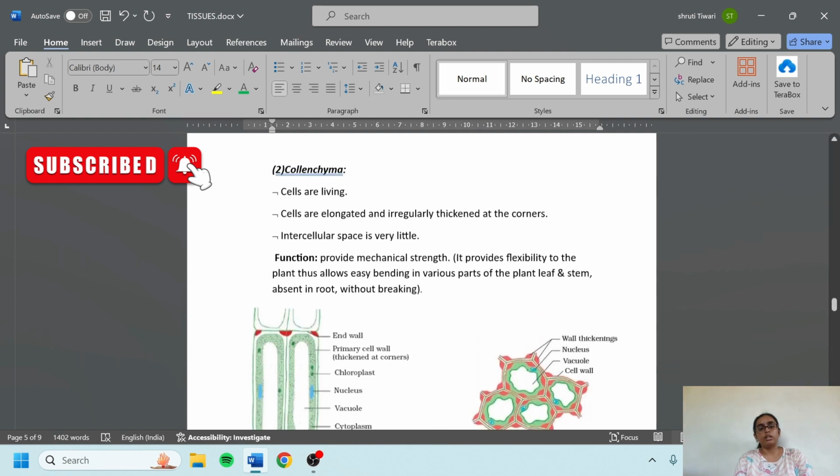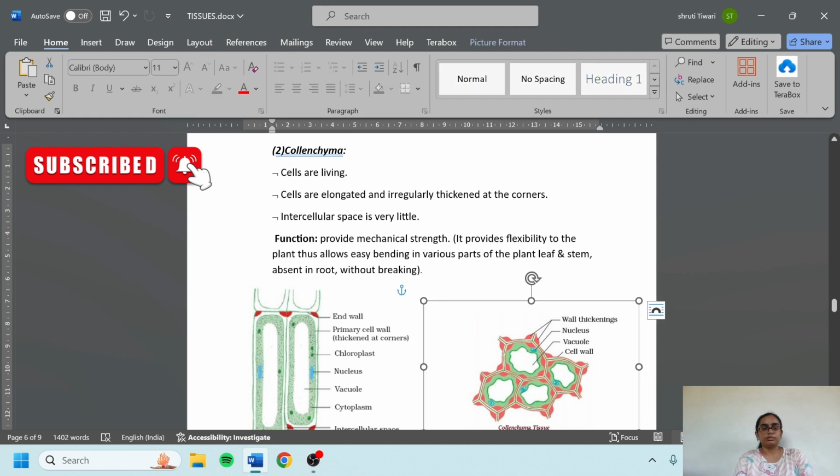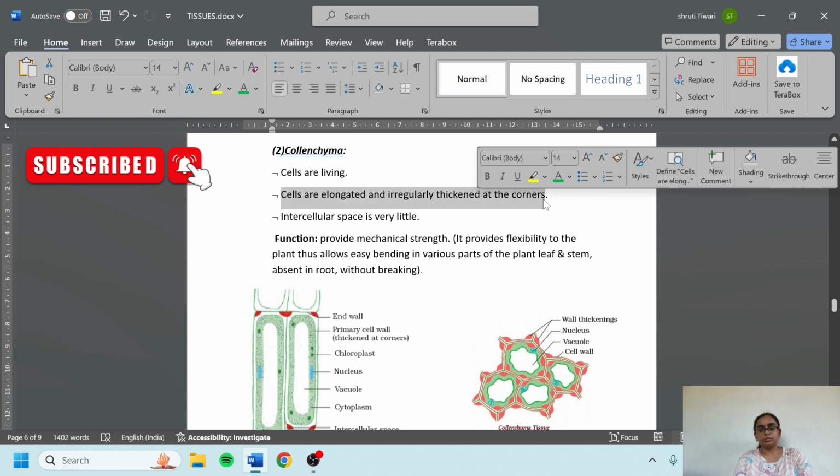Collenchyma. These cells are living cells. They are elongated and irregularly thickened at the corners. You will see the irregular formation of the cells at the corners of the cells. They are also living.